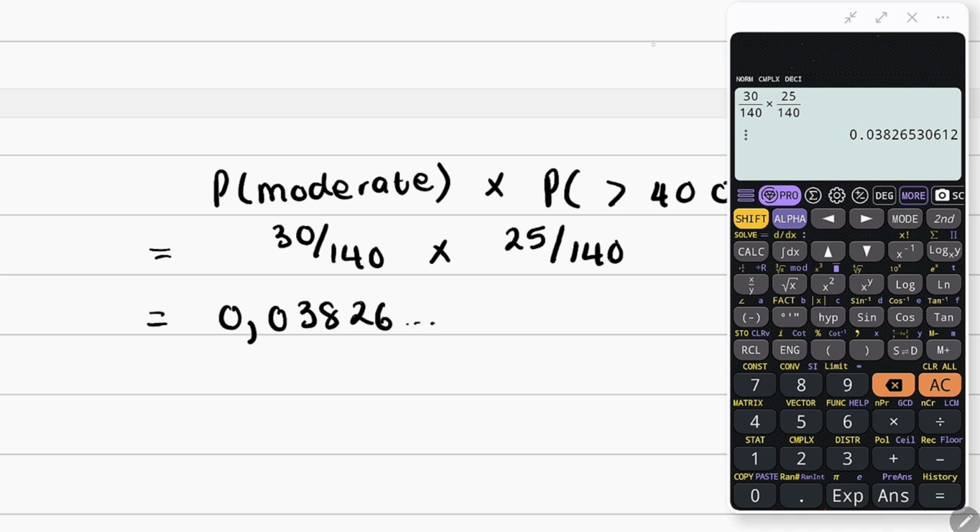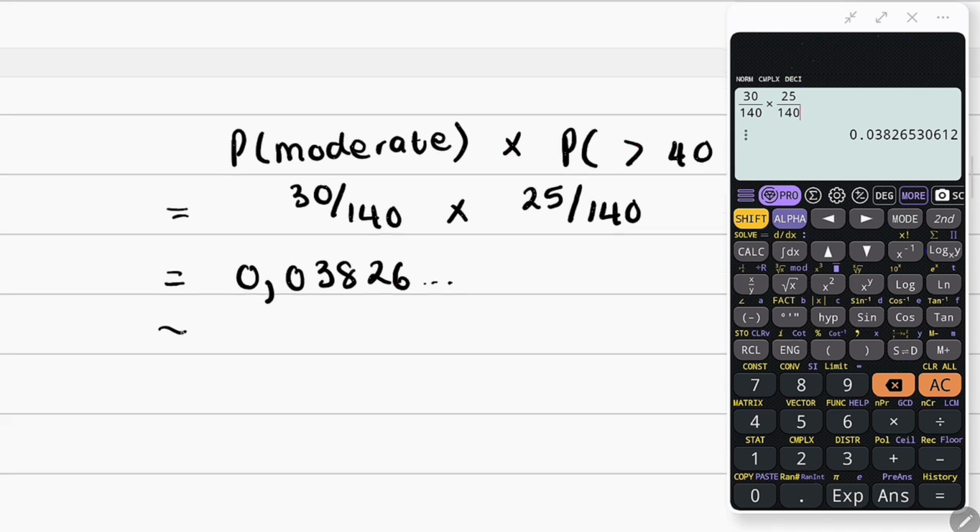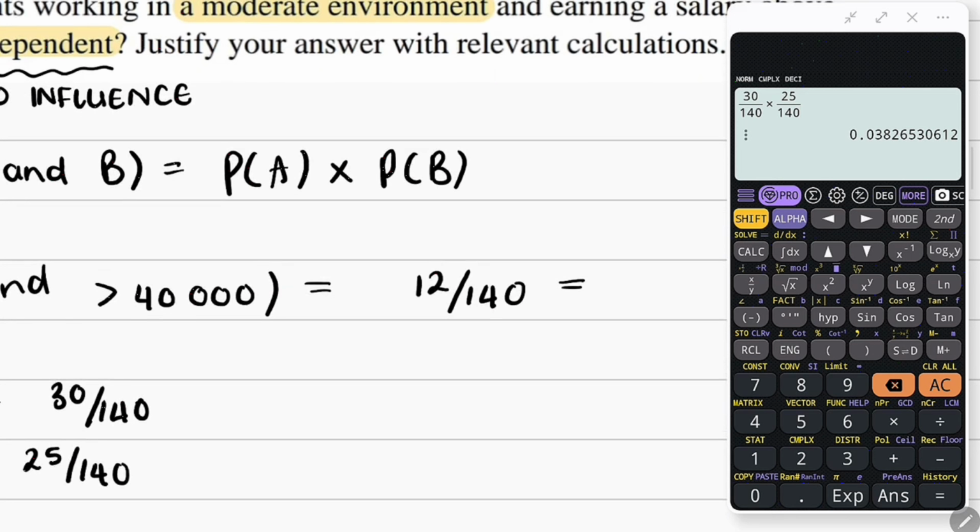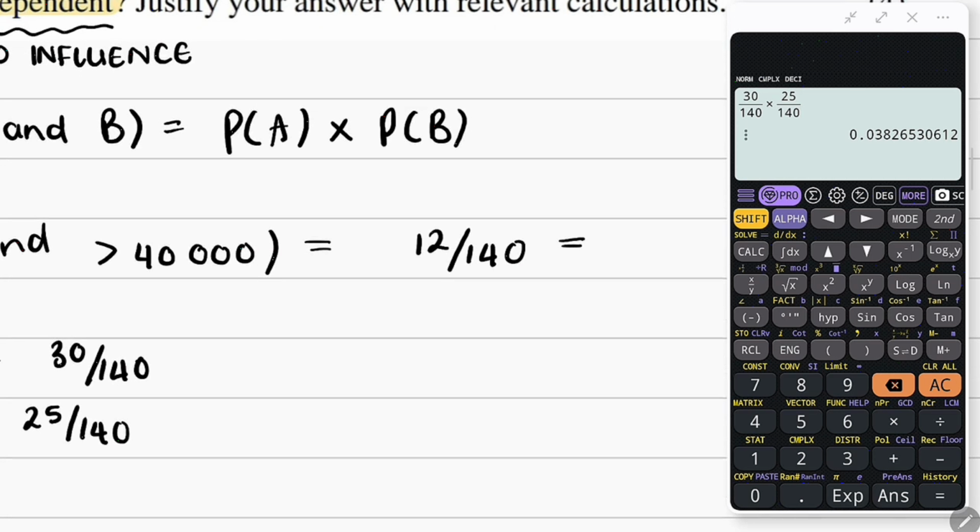0.03826. And we can just round off to two decimal places because we're looking at it as a probability. You could do that, or you just express it as a percentage. So that is equal to 0.04. And then we can also just make sure we compare at the decimal level, really, just to be sure. And let's find out what 12 over 140 is. So that's, as you can see, completely different.